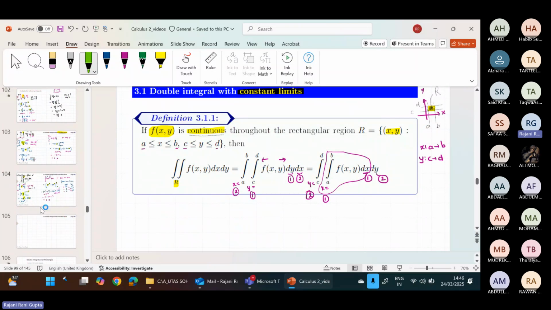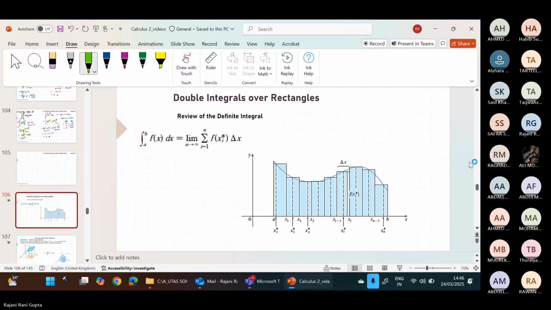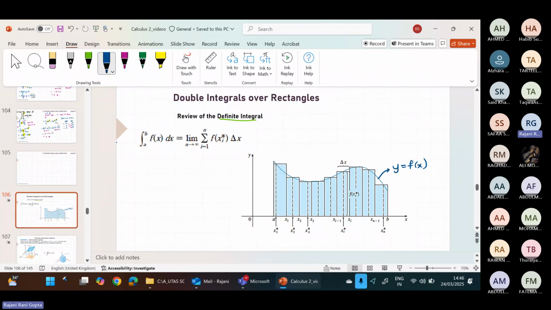Earlier in chapter 1, you studied only the definite integral, section 1.5. It is the integral from a to b of f(x) dx. Physically, if this is your curve y equals f(x), then this single integral, or line integral, gives you the area bounded by this curve, x equals a and x equals b. So we were using the single integral for that.